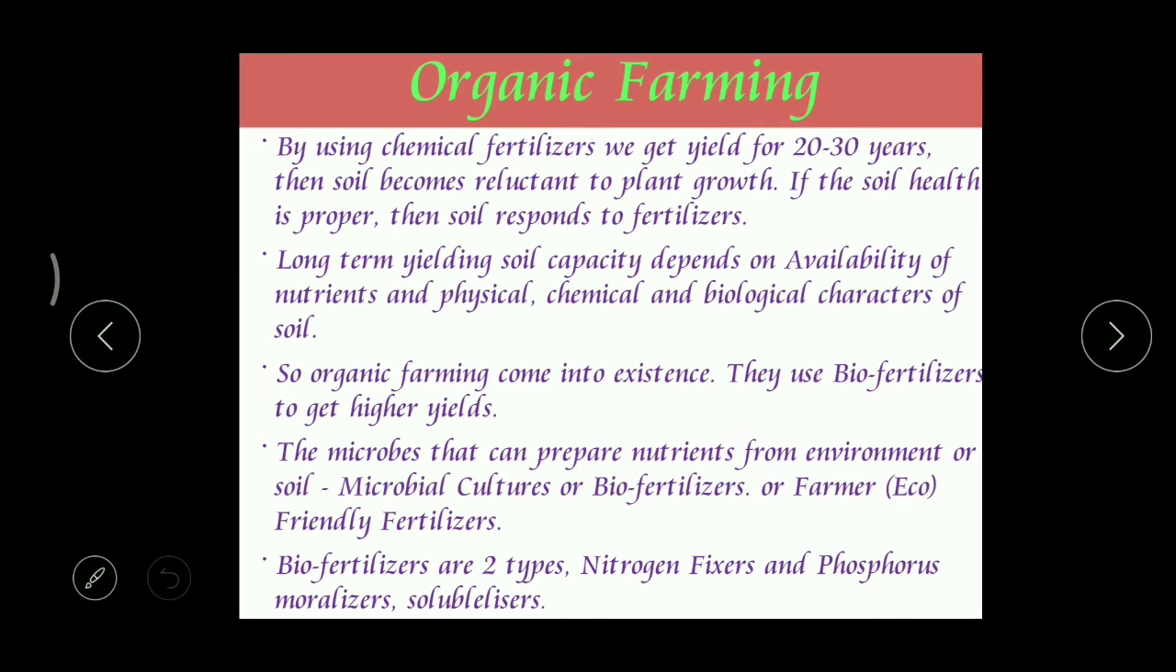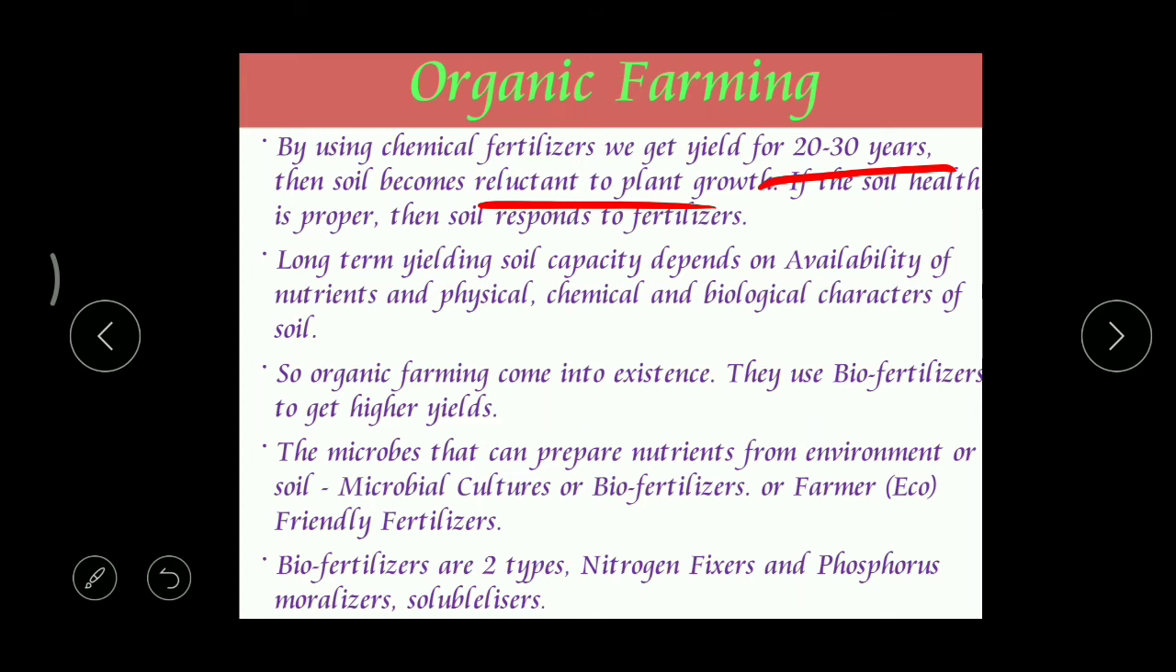And next one, organic farming. Organic farming matters because when we use chemical fertilizers like urea, phosphate, sulfate, they give good results only for 20 to 30 years, and after that the soil becomes reluctant. Reluctant means it cannot use those chemicals, so the plants cannot grow in such fields, right?